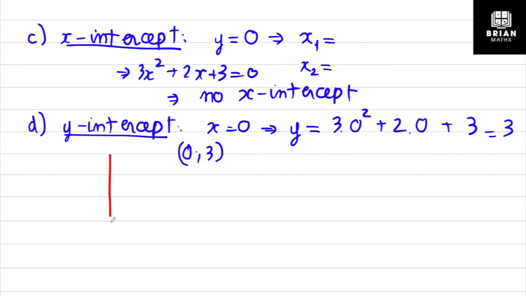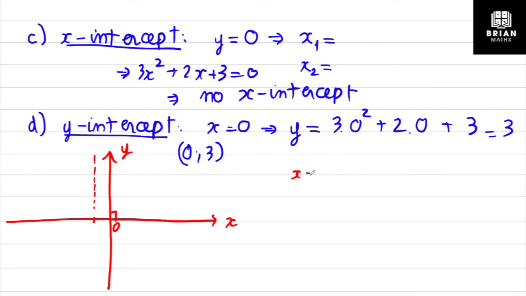We will plot those points onto the x and y coordinate plane. For the first step, you know the symmetrical line is x equals negative 1 over 3, for example in this position. And x equal to negative 1 over 3 is a vertical line. So you will draw it like this. This is negative 1 over 3.